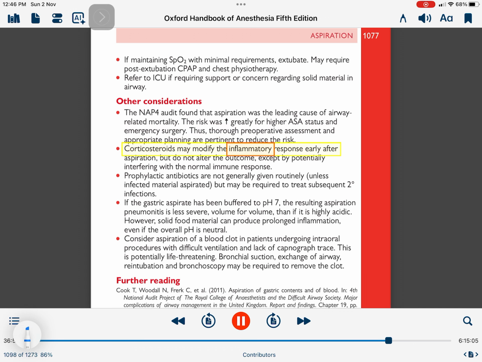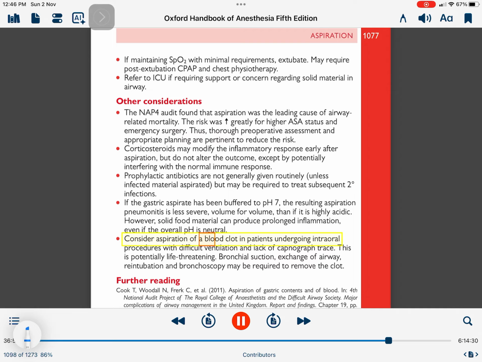Corticosteroids may modify the inflammatory response early after aspiration, but do not alter the outcome, except by potentially interfering with the normal immune response. Prophylactic antibiotics are not generally given routinely unless infected material is aspirated, but may be required to treat subsequent secondary infections. If the gastric aspirate has been buffered to pH 7, the resulting aspiration pneumonitis is less severe, volume for volume, than if it is highly acidic. However, solid food material can produce prolonged inflammation, even if the overall pH is neutral.